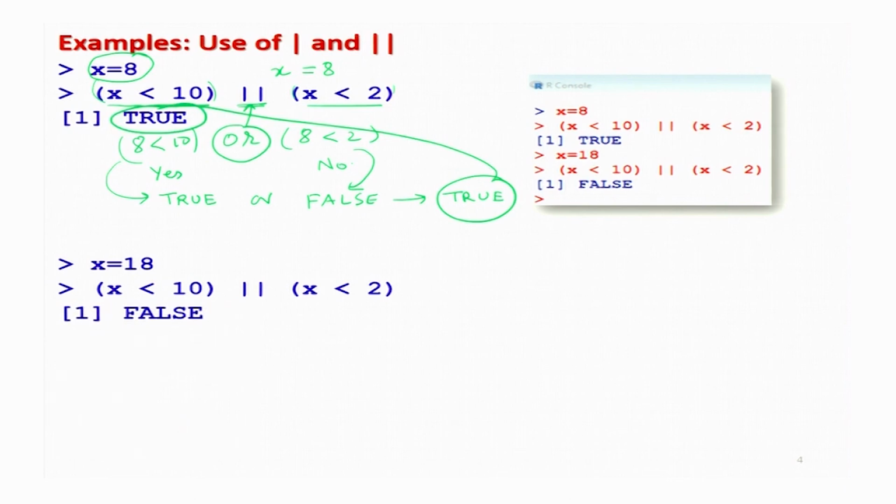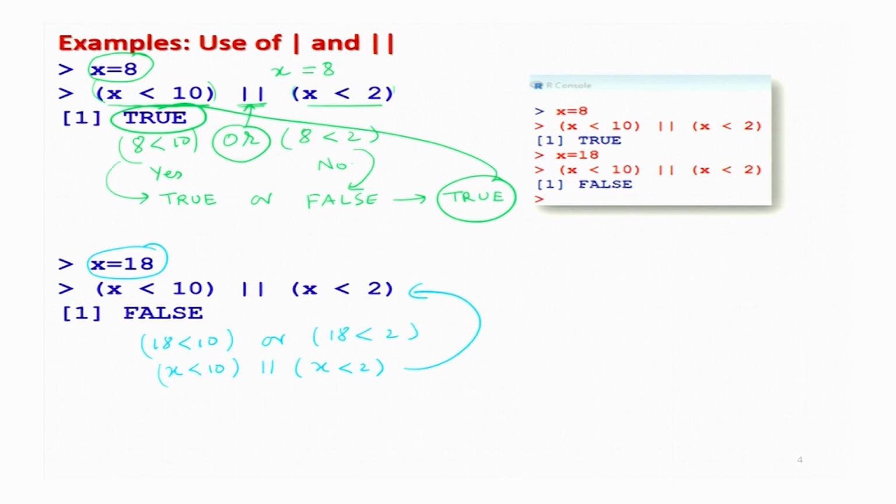Now, I take one more value of x, x equal to 18. So, now I use the same condition, and I want to test whether 18 is smaller than 10 or 18 is smaller than 2. So, I write this statement as 18 is less than 10, x is the value of 18. So, I simply write x less than 10, and in place of OR I use the logical operator, and then I write x less than 2. So, this is exactly what is written here.